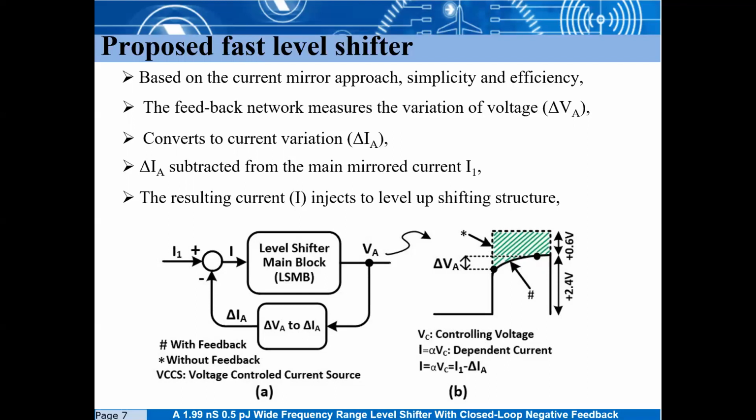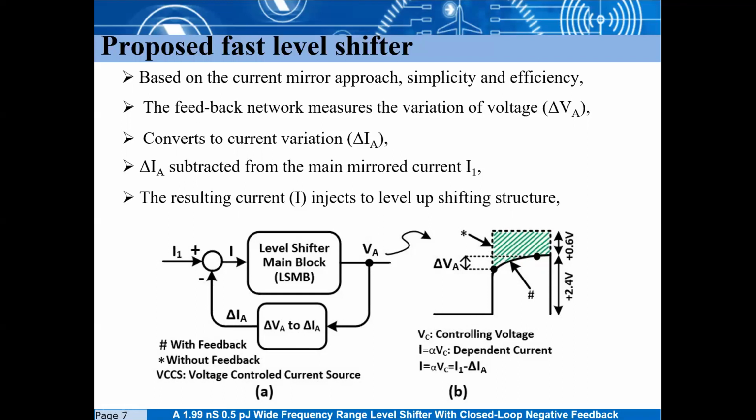VA is the output node, which later is used to make the controlling voltage, VSC. The feedback network measures the variation of voltage delta VA and converts it to current variation delta IA. Then delta IA is subtracted from the main mirrored current I1, where the resulting current I is injected to the level up shifting structure.